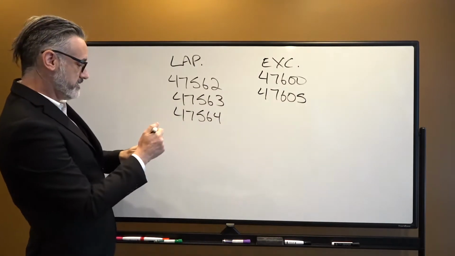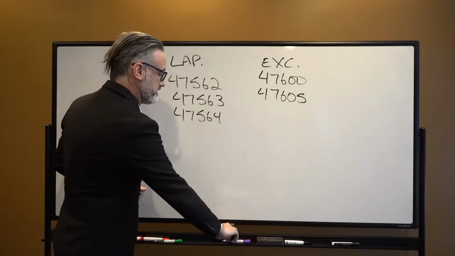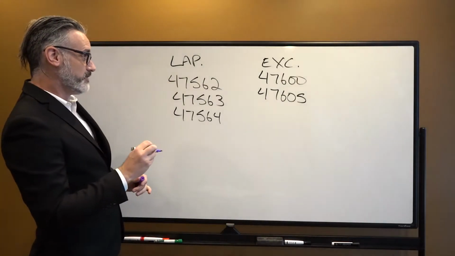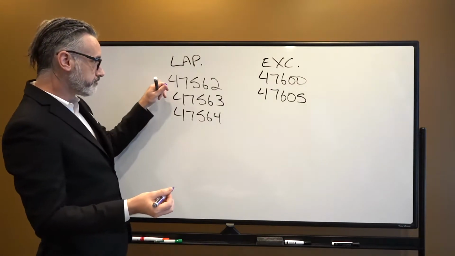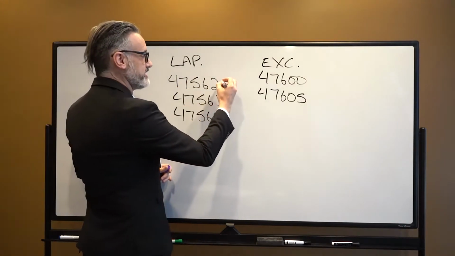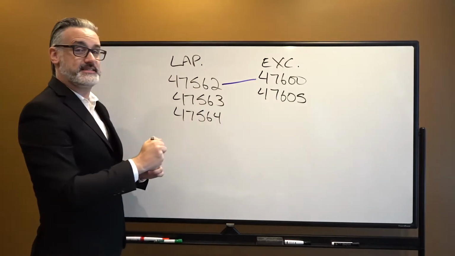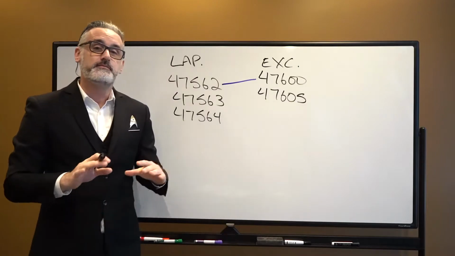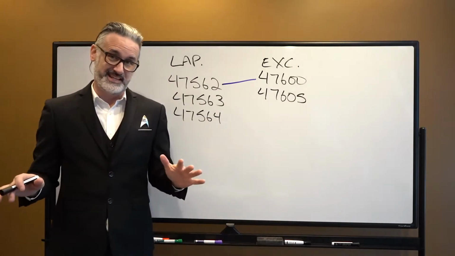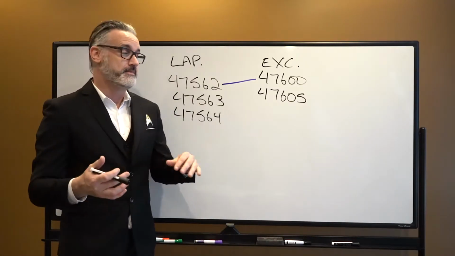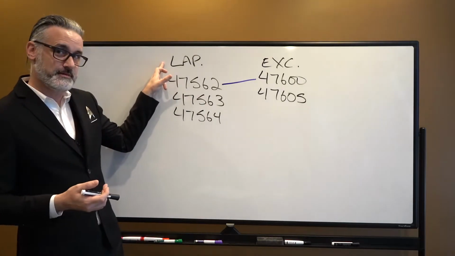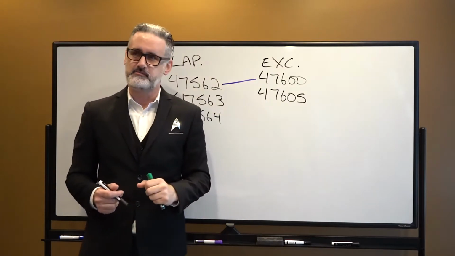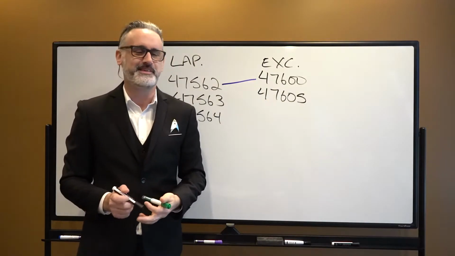So if you notice something, and keeping the colors in black for the numbers, notice how 47562 is the same as 47600, except the technique is different. Both 47562 and 47600 include just the cholecystectomy, and that's it. We're removing the gallbladder, but 47562 laparoscopically, 47600 excisionally, if that's a word. If not, I just made it up.